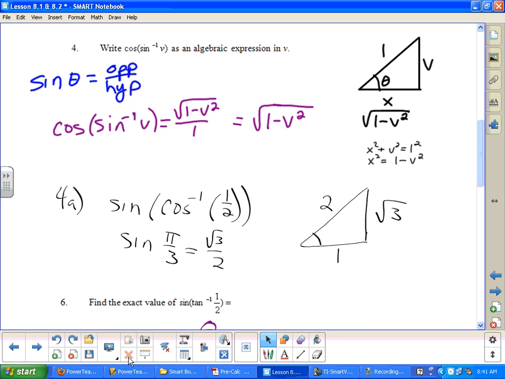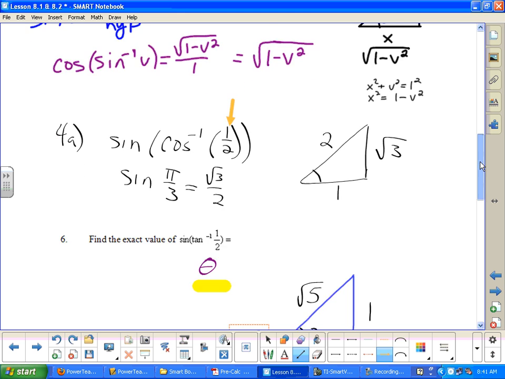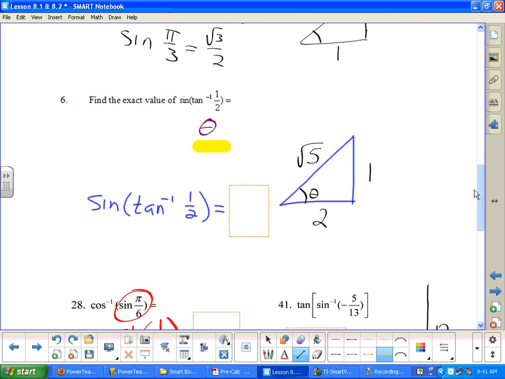So anytime this number here is not something on your unit circle, then you're going to have to make a right triangle and work with it from there. If it's on the unit circle, just use your unit circle. If it's not, then you're going to have to make a right triangle, like we're going to have to do here with tangent.